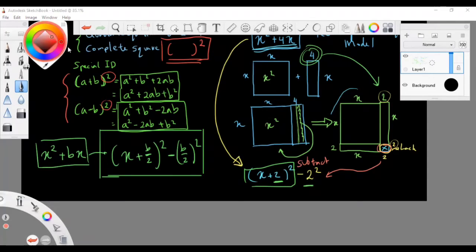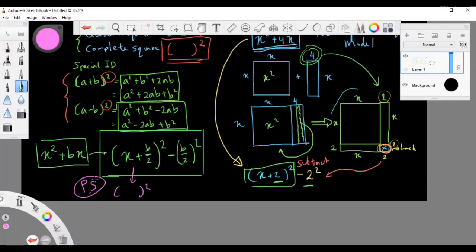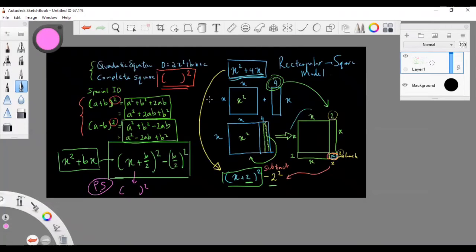What is meant by complete square? Again, I want to remind, this will be the complete square form, or perfect square, up to you. Depending on what definitions your teacher teaches you. Okay, so this is the basic.